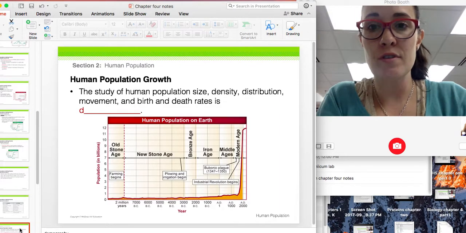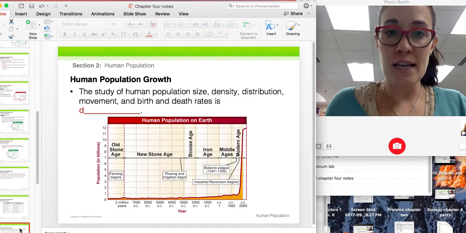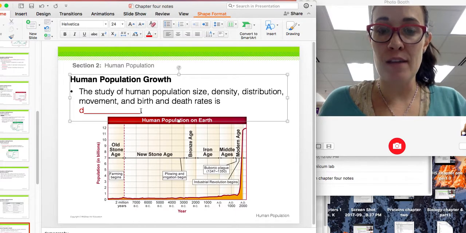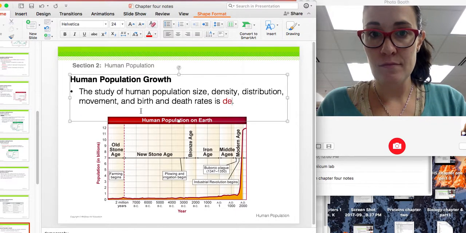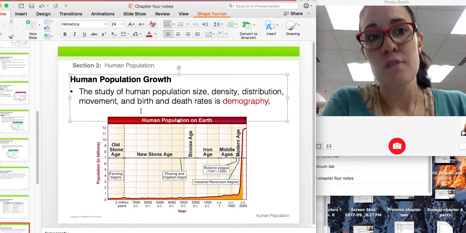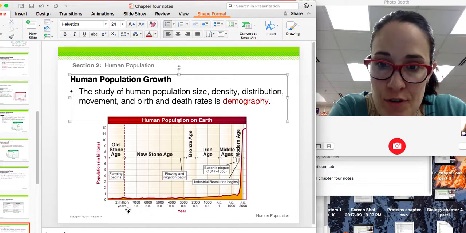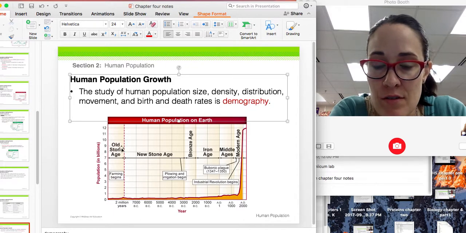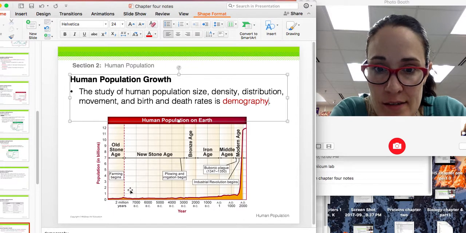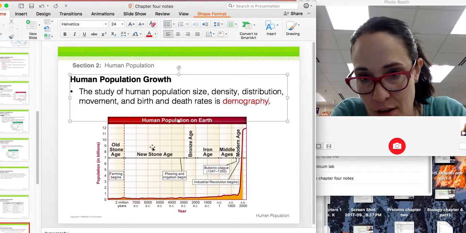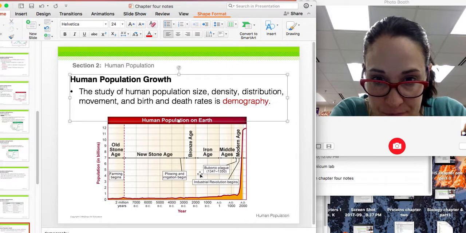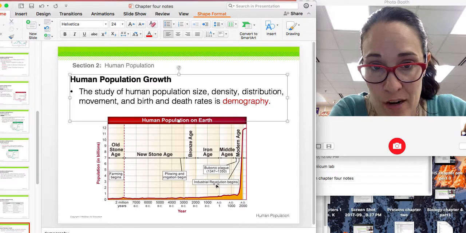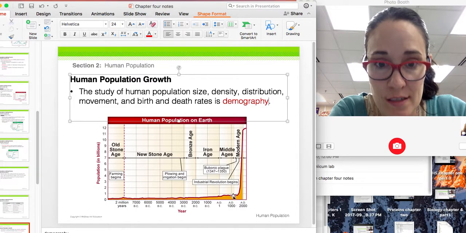Human population growth. The study of human population size, density, how humans are distributed, the movement of humans, and birth and death rates is called demography. This is a graph that shows time or years and the population in billions. Here we've got the Old Stone Age, farming begins, and we can see the growth rate up here. New Stone Age, Bronze Age, Iron Age. Here's the Middle Ages. We can also see some big advances in technology when they happen on the graph and how it correlates to population growth.